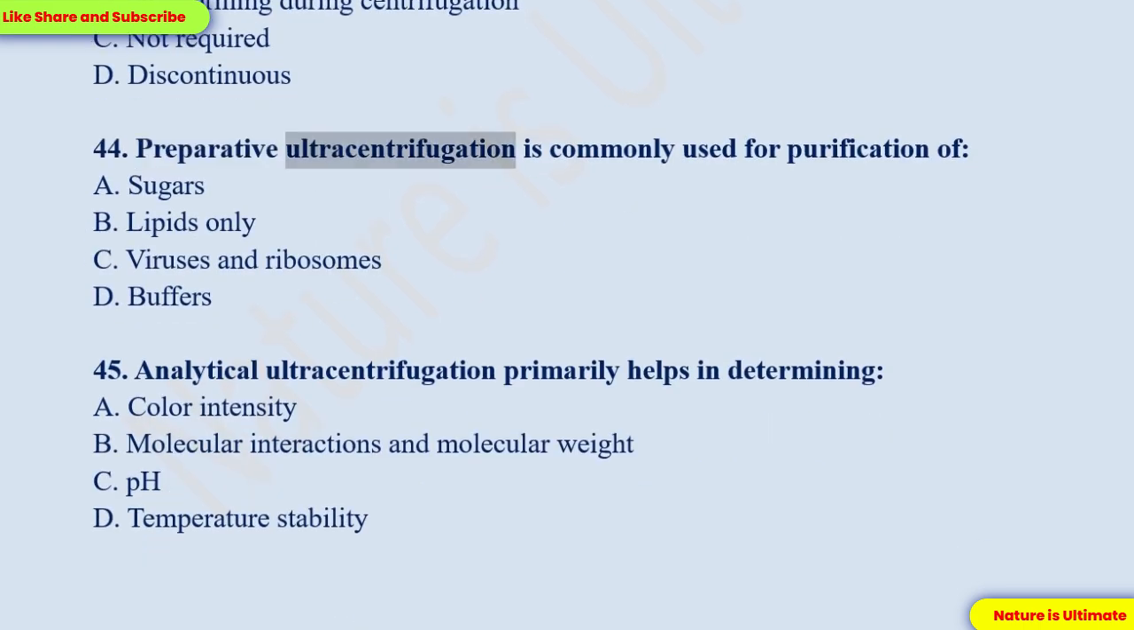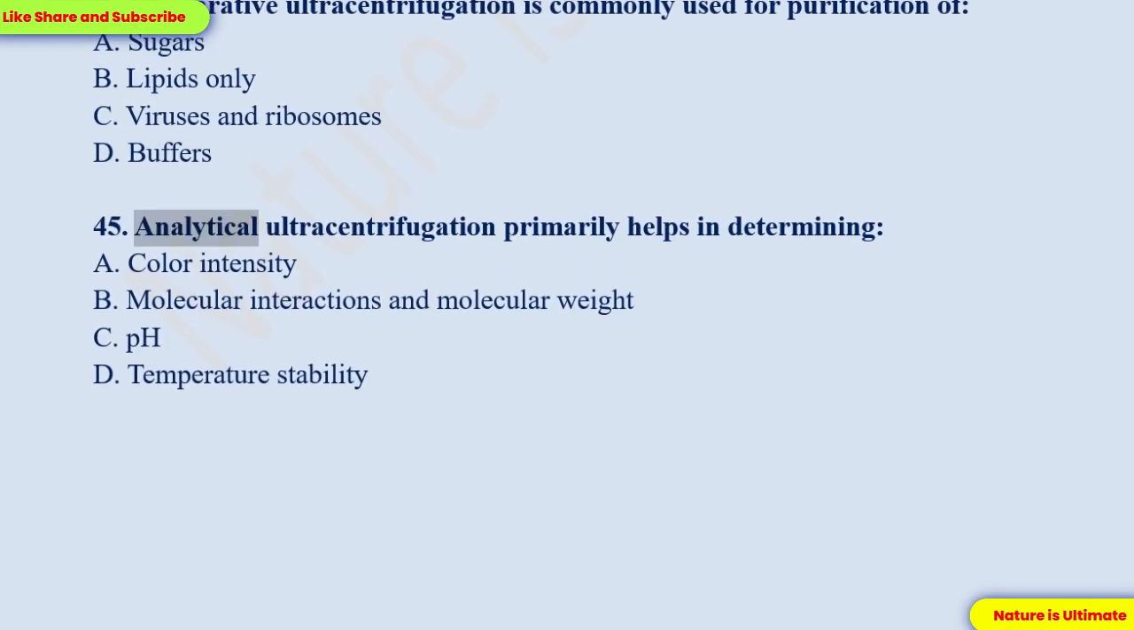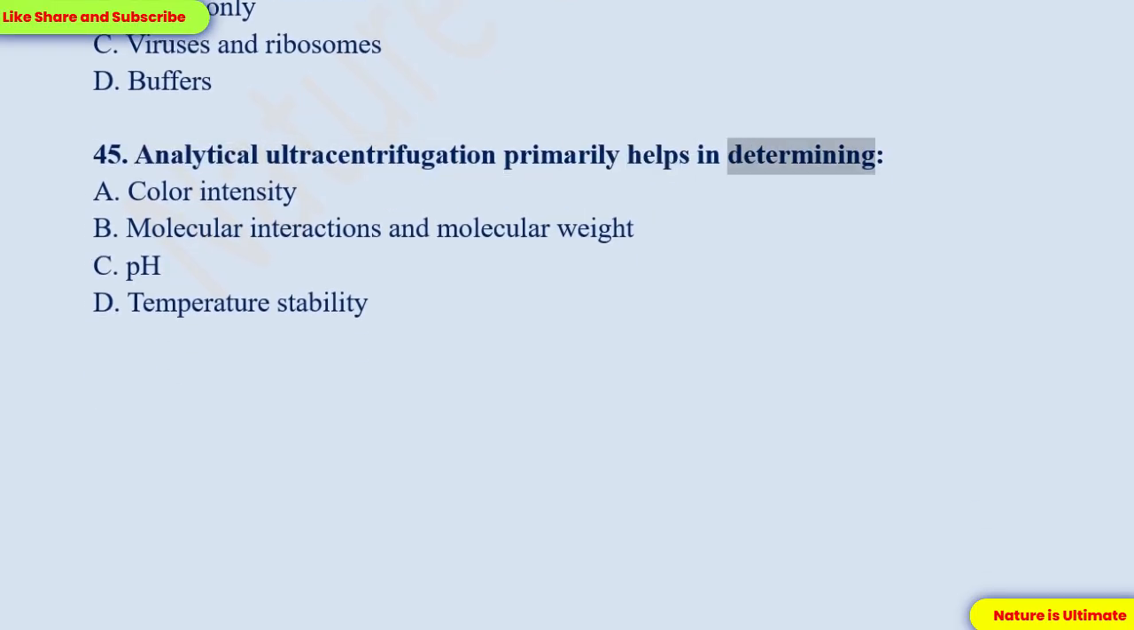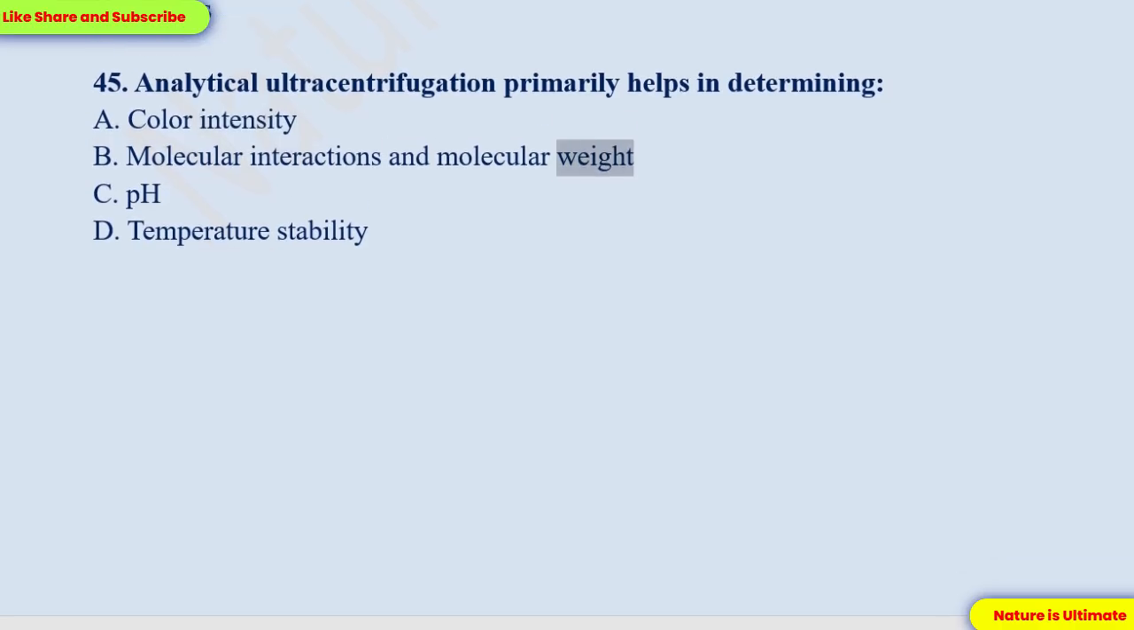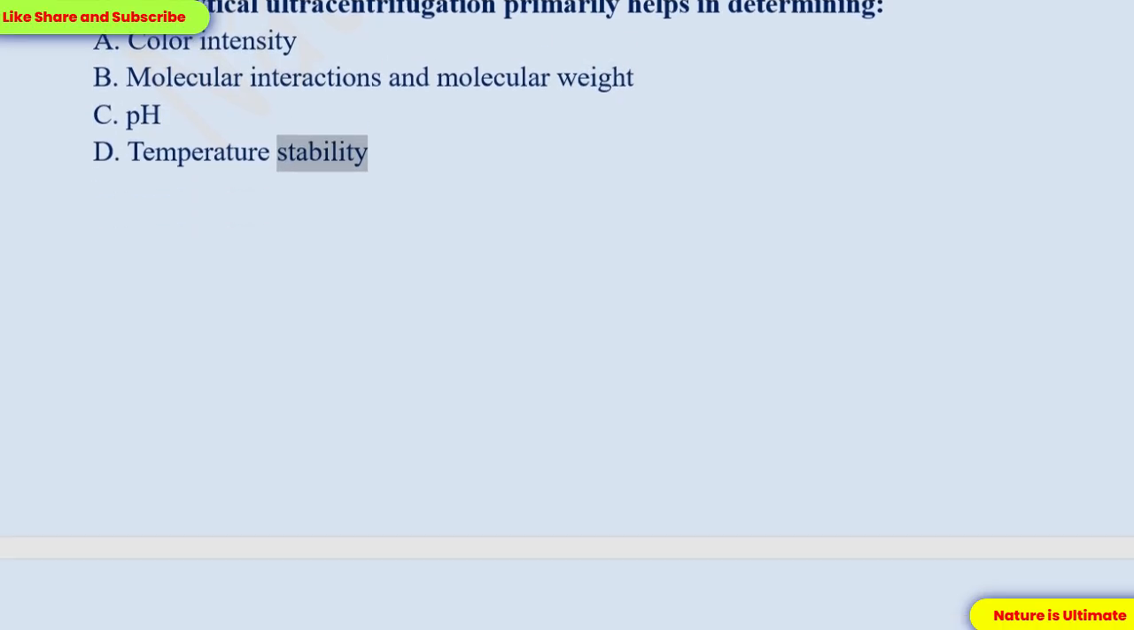44. Preparative ultracentrifugation is commonly used for purification of A. Sugars. B. Lipids only. C. Viruses and ribosomes. D. Buffers. 45. Analytical ultracentrifugation primarily helps in determining A. Color intensity. B. Molecular interactions and molecular weight. C. pH. D. Temperature stability.